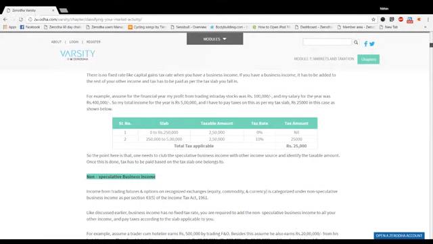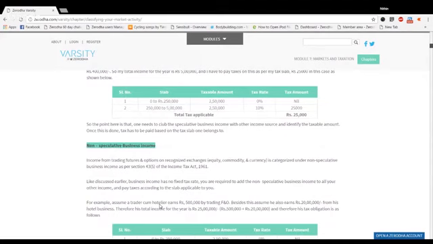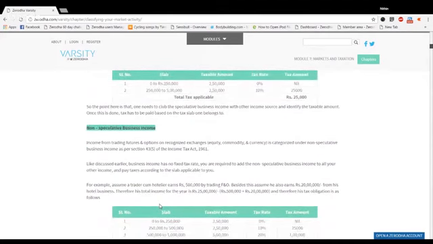The good thing about non-speculative business income is that if you make a loss, say 10,000 rupees trading futures and options, and you have a normal business where you made a 10,000 rupees profit, you can net off and reduce your tax liability on your normal business side as well. So that's the good thing about non-speculative business income: you can set it off against almost every income other than salary.